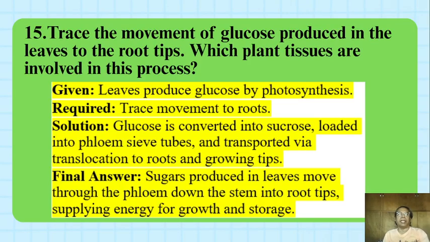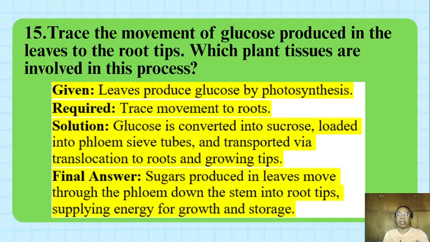Number 15. Trace the movement of glucose produced in the leaves to the root tips. Which plant tissues are involved in the process? So given leaves produce glucose by photosynthesis. Required: trace movement to roots. So solution.